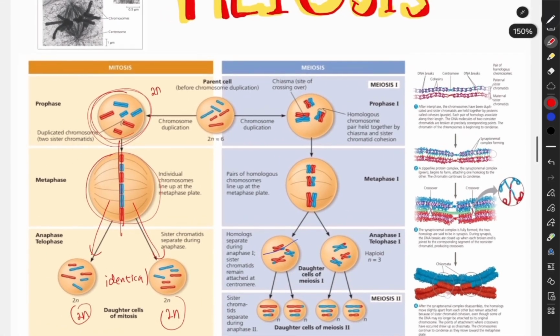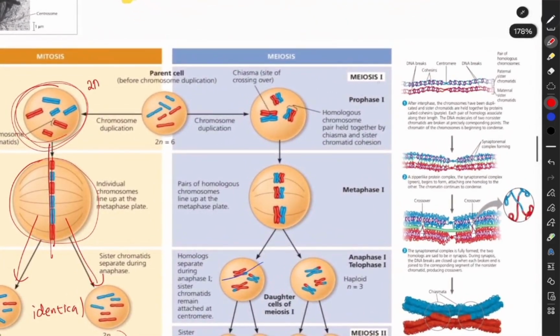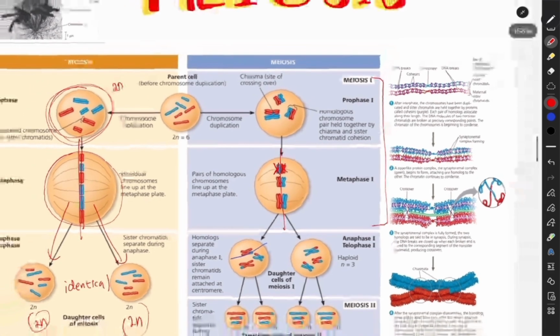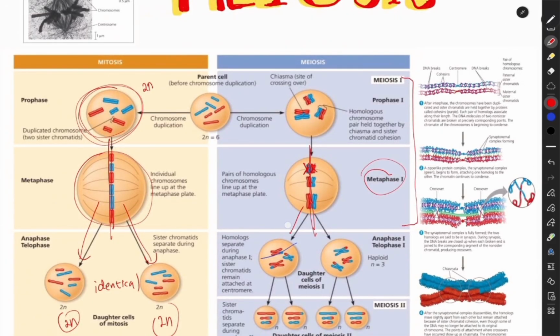Meanwhile, meiosis. The first meiosis separates the two homologous chromosomes. So we are diploid. We contain two sets of chromosomes. So the homologous chromosomes just align in this metaphase, and it separates into two daughter cells, which are haploid because they lost their pair.